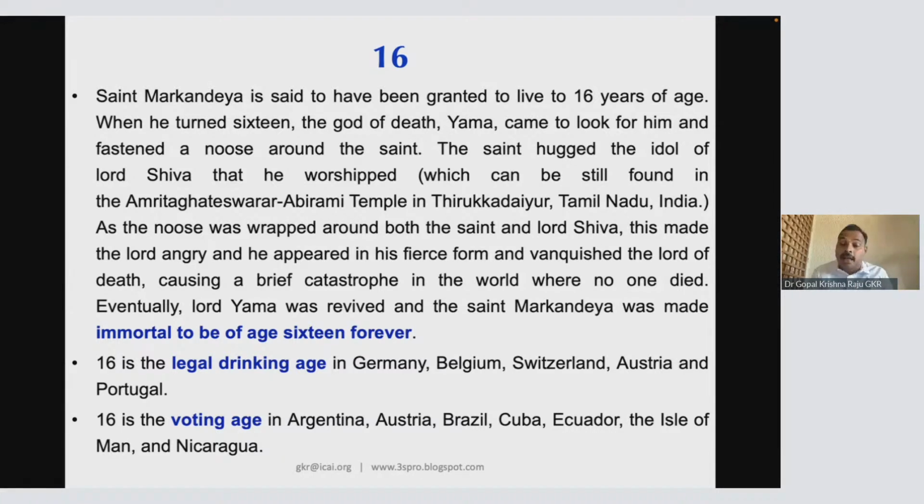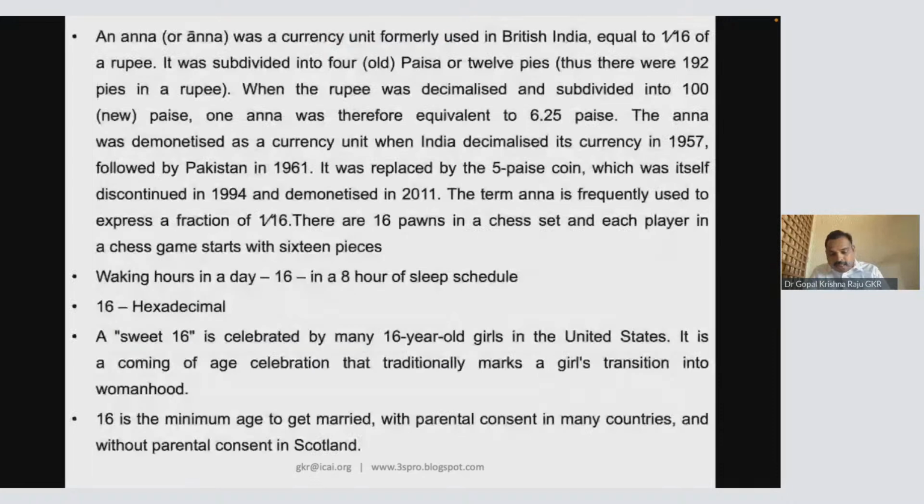There are certain countries like Germany, Belgium, Switzerland, Austria, Portugal, where the legal drinking age is 16. In Argentina, Austria, Brazil, Cuba, Ecuador, the legal voting age is 16. It is not 18. So these are all some very significant things about 16. And in India, 1 rupee was 16 annas. That is why hexadecimal is a very powerful number. Very interesting. And in the United States, they say sweet 16 because 16-year-old girls there celebrate it.